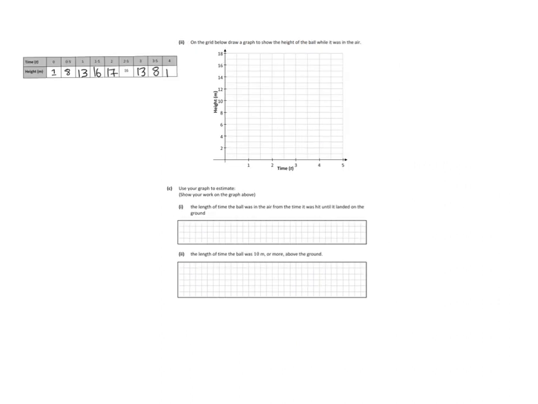The next part, so B II, is what we're going to look at next. It says, on the grid below, draw a graph to show the height of the ball while it was in the air. Now, I've copied the table that we filled out in part I, and I have it up here on the left-hand side. So we're just going to use that to fill in the graph here. So when time is 0, we have a height of 1. So I'm going to put that in here. When time is 0.5, the height is 8. So I'm going to fill that in here.